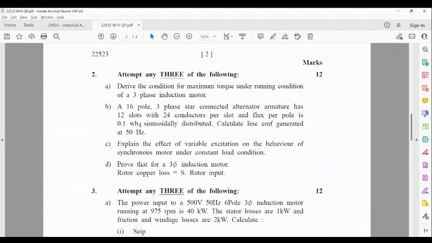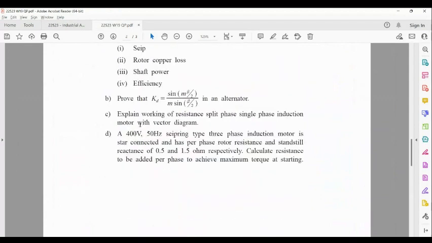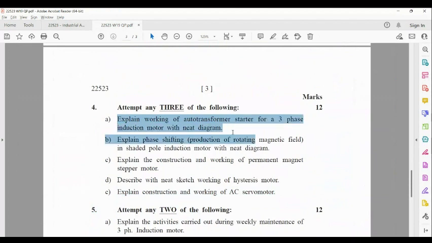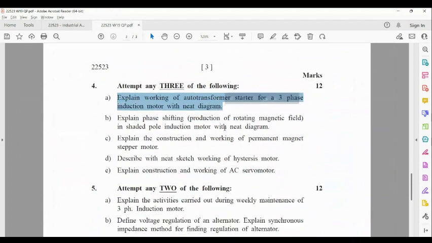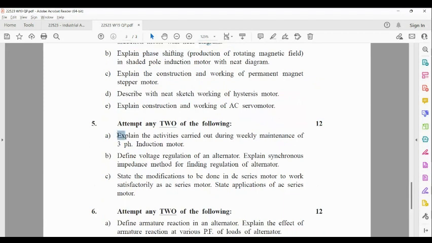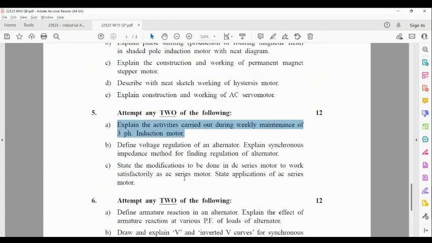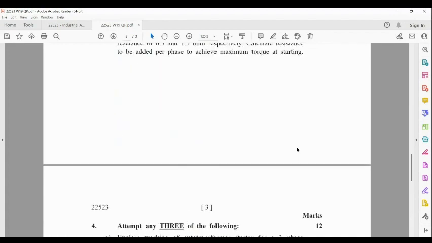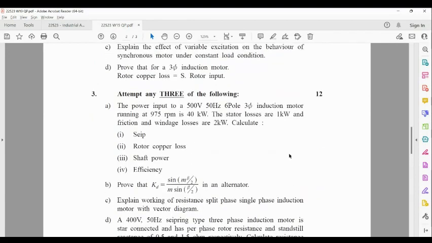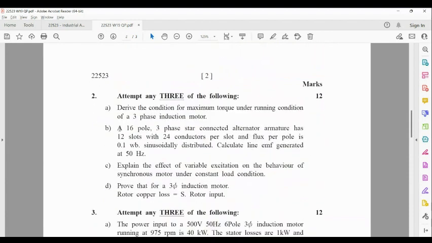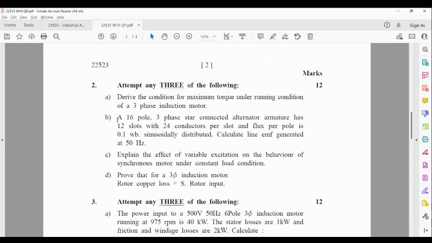So if we consider the starter part and the speed control part, this is a question from the starter part of 4 marks. Okay, then again the maintenance activity of three-phase induction motor. Likewise you can concentrate on the easy parts and you can score easily 40 to 45 marks in this subject.